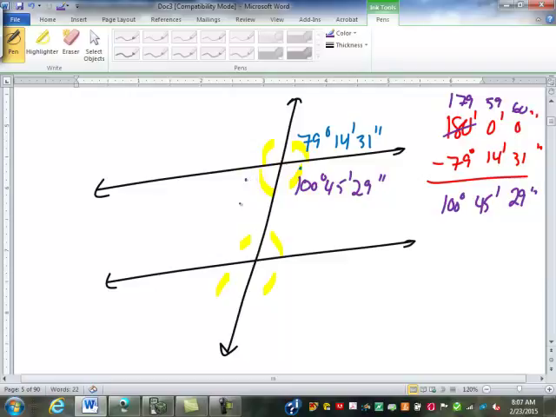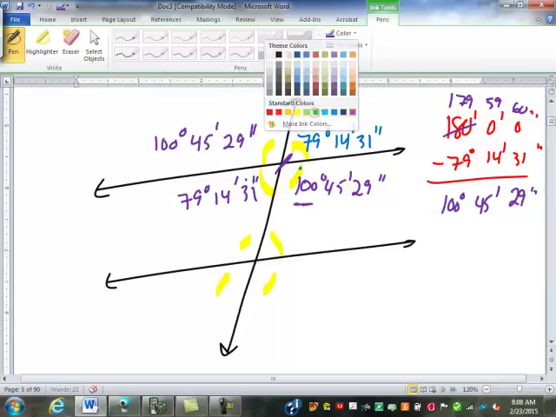What's this angle here have to be? Perfect. It is a vertical angle from that one. So it's 79, 14, 31. Or we could say it's supplementary with this one here. So you subtract from 180, you get the same thing. This one up here has got to be 100 degrees, 45 minutes, 29 seconds. Perfect.